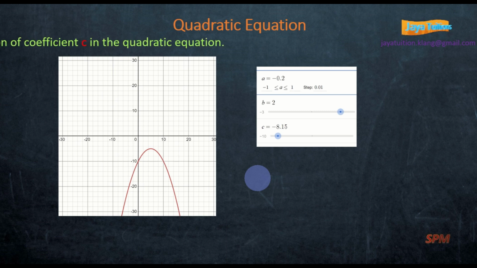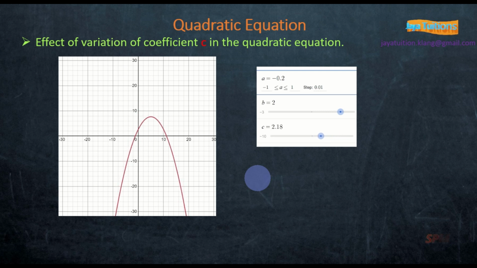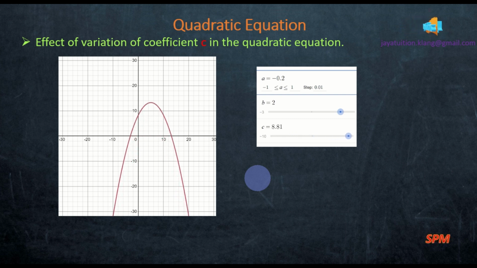Here again we are going to see how the shape changes while c is varying. a and b both are constants. a is a negative value of 0.2 and b is a fixed 2.